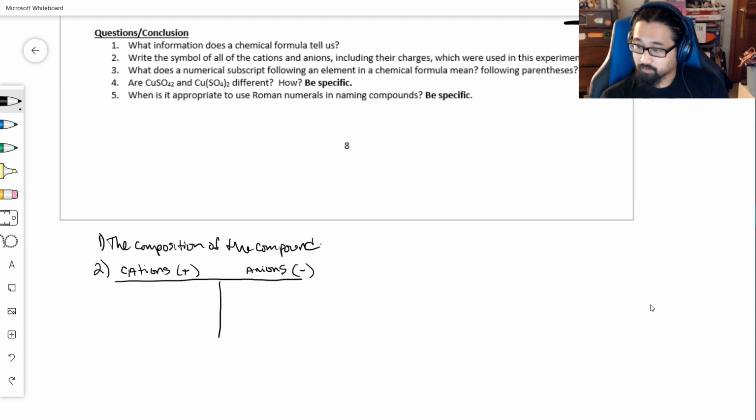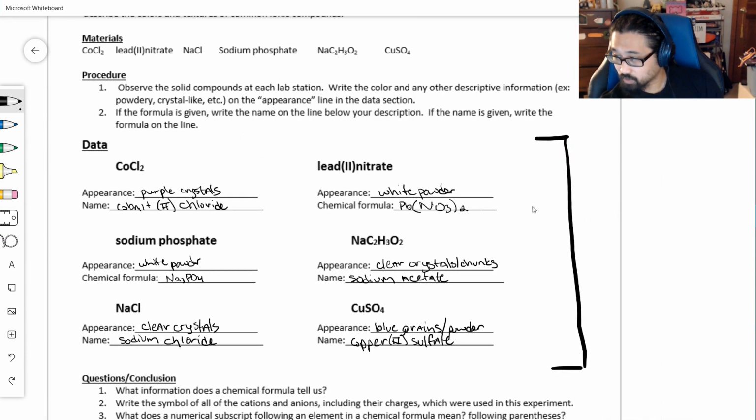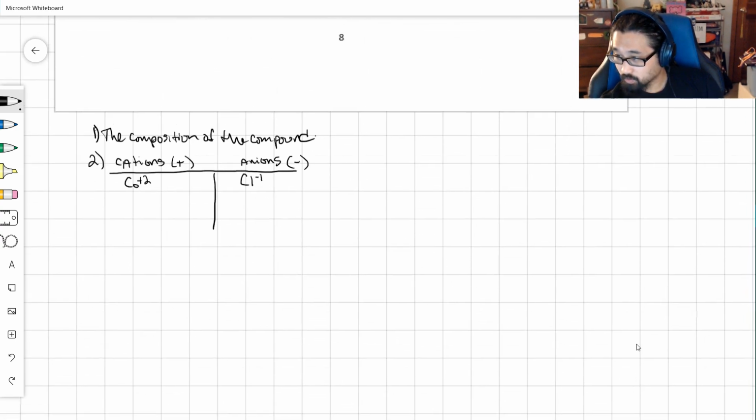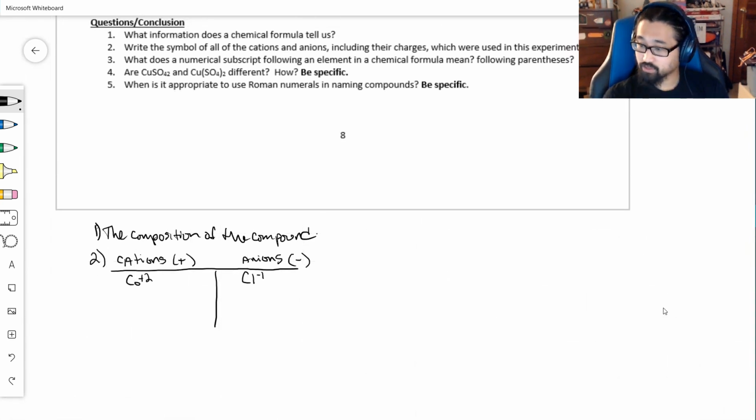The first compound was cobalt-2, which means it's cobalt with a +2 charge. Chloride, which is chlorine with a -1 charge. Right? So that is the first set of cation and anion. Our second compound was lead-2 nitrate. So what that means is that I had lead-2, meaning lead with a +2 charge. Nitrate is NO3 with a -1 charge, right?